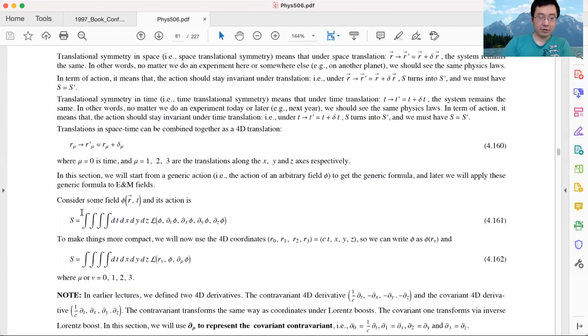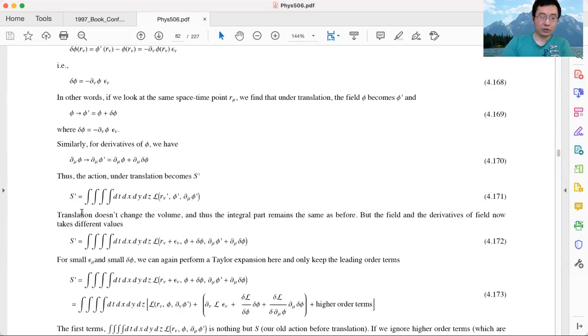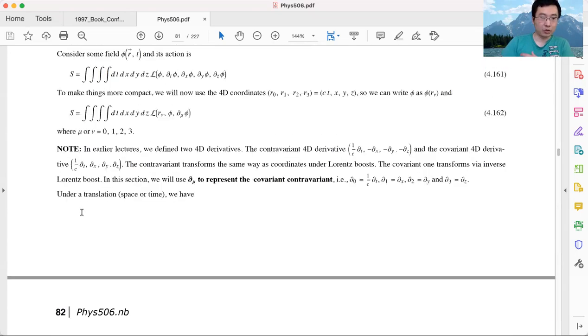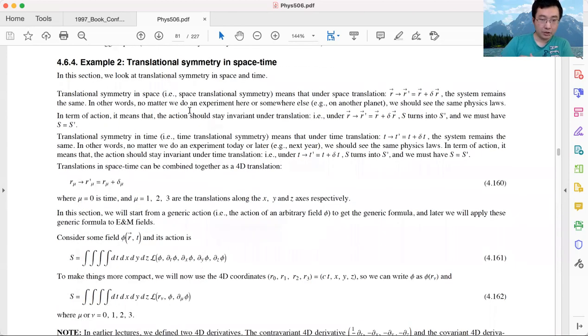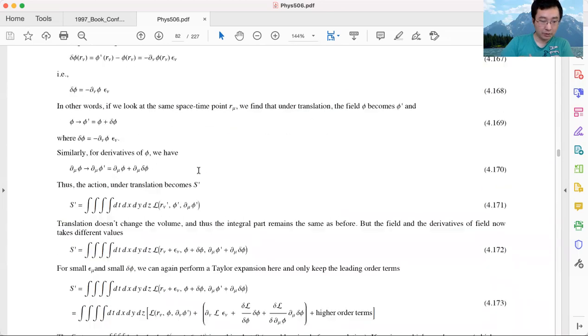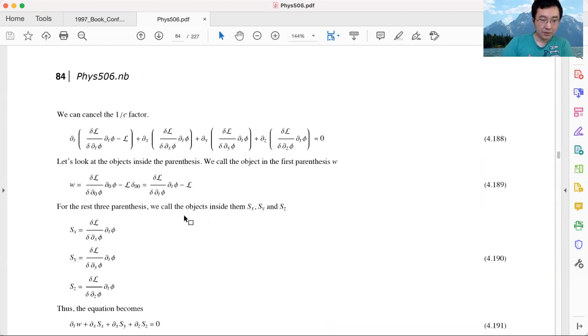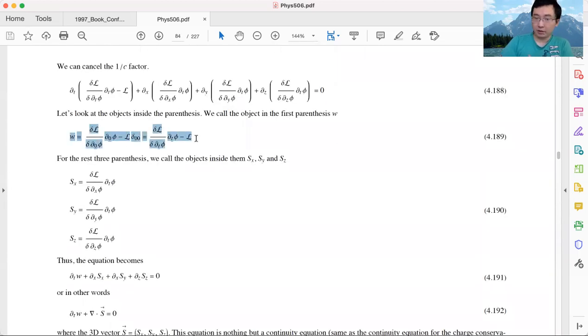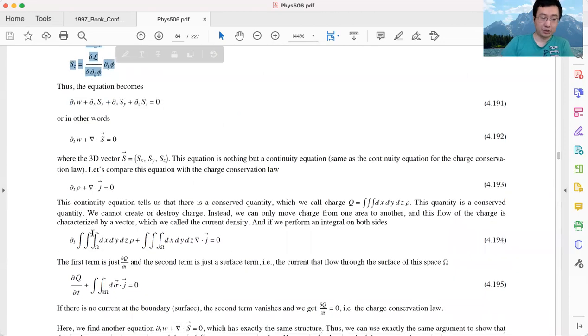So let's first look at the energy and momentum conservation law. In the last lecture, we showed that from the field theory and the translational symmetry, we can define energy and the momentum conservation law. The energy conservation law tells us we can define energy density, which we call W. It is this quantity. As long as we know Lagrangian density, we can immediately calculate the energy density for this field. And the energy current density is here. We just need to do this. So that's energy conservation law.